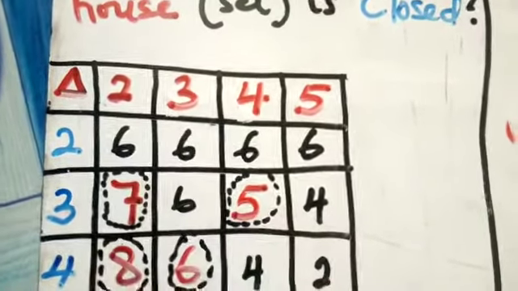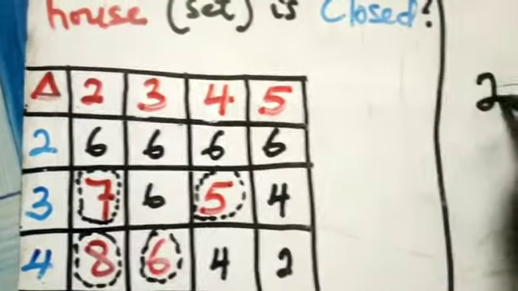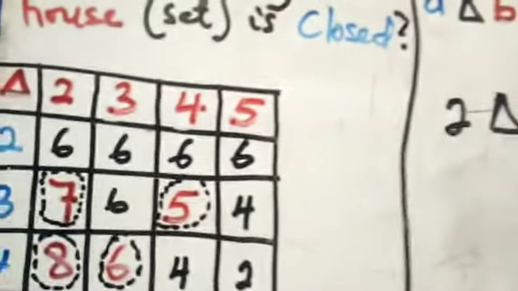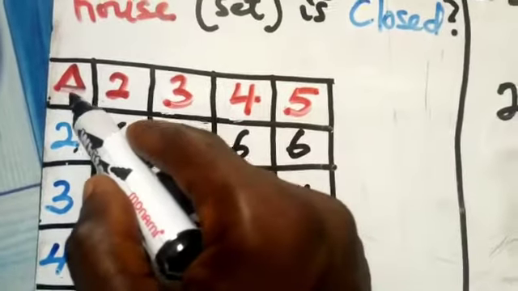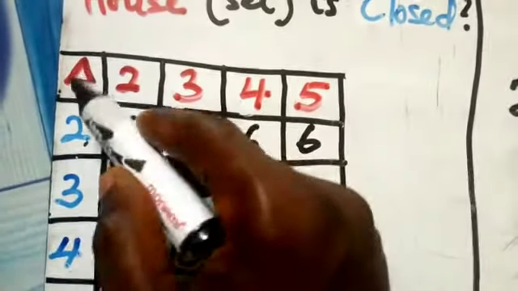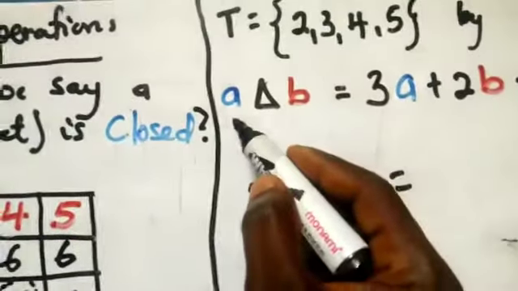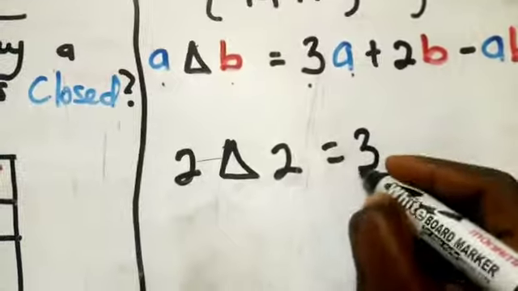Is that okay? Now let's say 2 is the first one, and then delta 2. Can you see that? So we want to combine this and this by this operation. That is the law that binds them together. How is the law being defined? The law defines that when you pick the first person and the second person, then 3 multiplied by the first person.